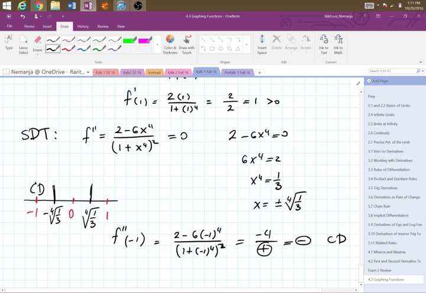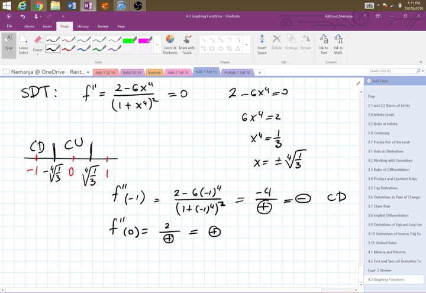Now, the second derivative computed at the test point 0 is just 2 over a positive number, which is positive, so concave up. And computed at 1, it's symmetric to the other one. I'll just put positive here, it doesn't matter. So it's -4 over positive, which is negative, another concave down. Yay! We have both of our tests done.